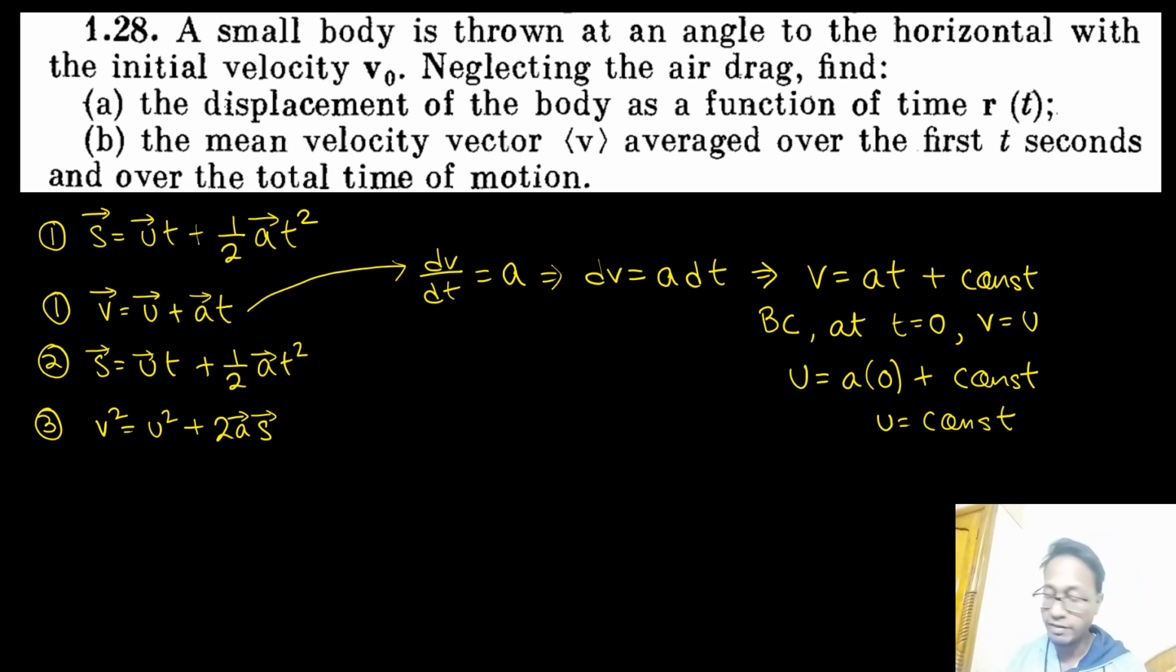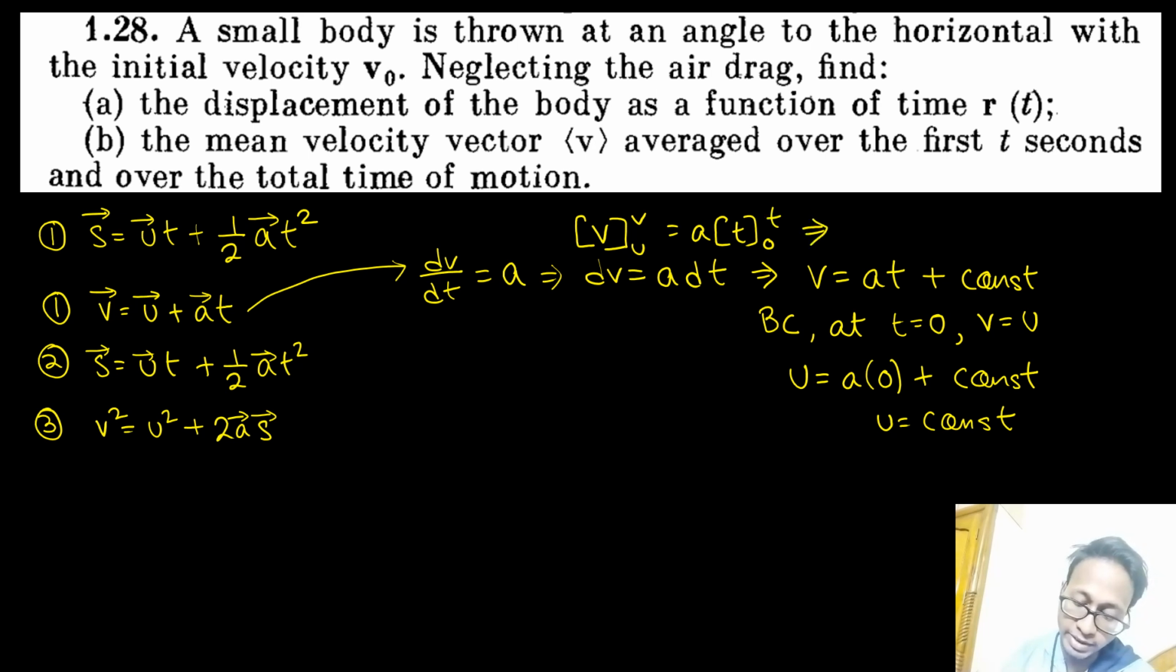Here I'm doing an indefinite integral. You can directly do a definite integral and write v from lower limit u to v is equal to a into t, t from 0 to t. Both solutions will have the same answer. See, v minus u is equal to at, or v is equal to u plus at. This is the process of direct integral.